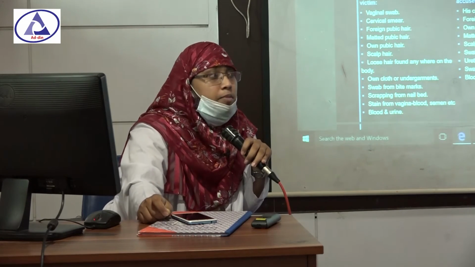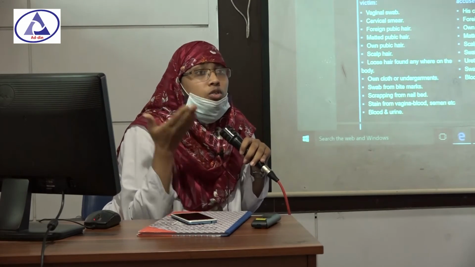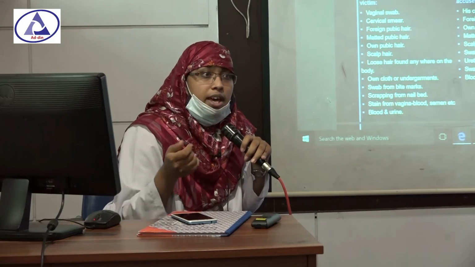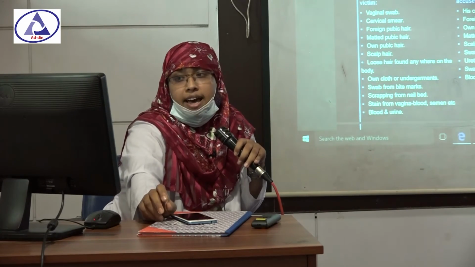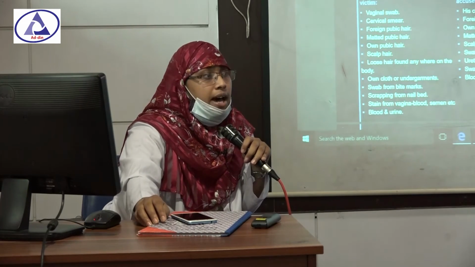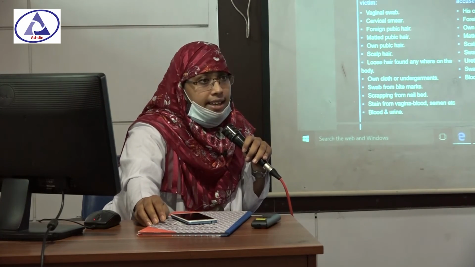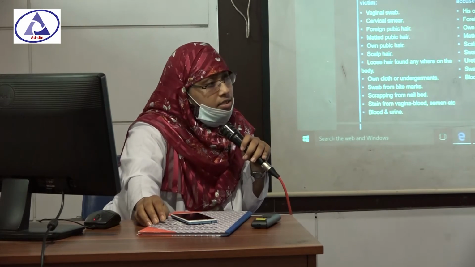A sample of hair has been required. What is the source? Either it is pubic hair or it is scalp hair or any other body parts hair. Okay, loose hair, own clothing, swab. Finally, blood and urine for toxicological analysis. Same materials preserved from accused, his clothing.